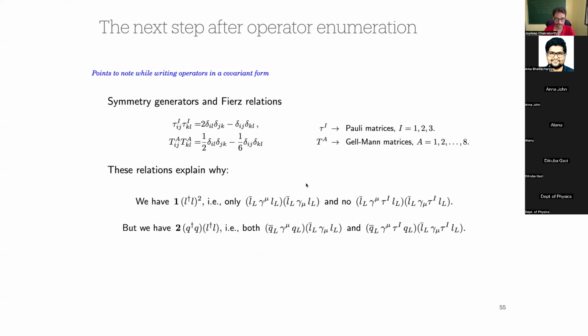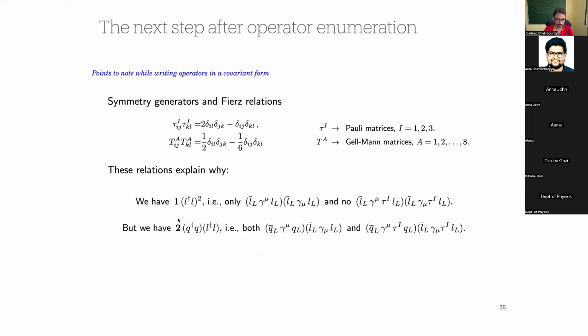Now some of the quarks are SU(2) doublets, but all of them are SU(3) triplets, right? But some of them are SU(2) singlets also. In the lepton sector, all are SU(3) singlets, but they are SU(2) doublets. So that's why the Pauli spin matrices and the Gell-Mann matrices also play a very crucial role here.